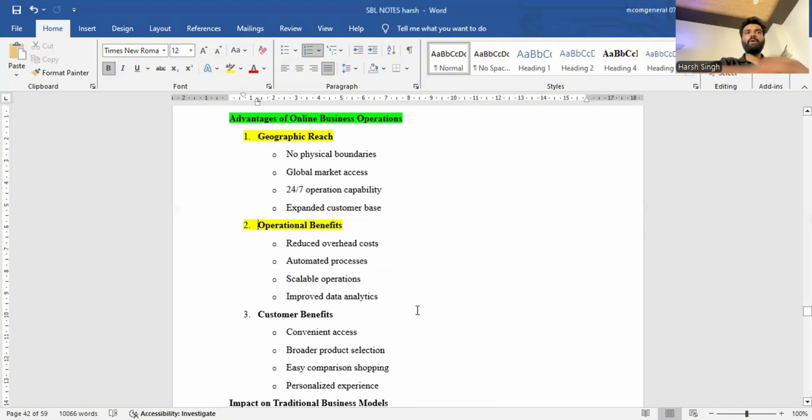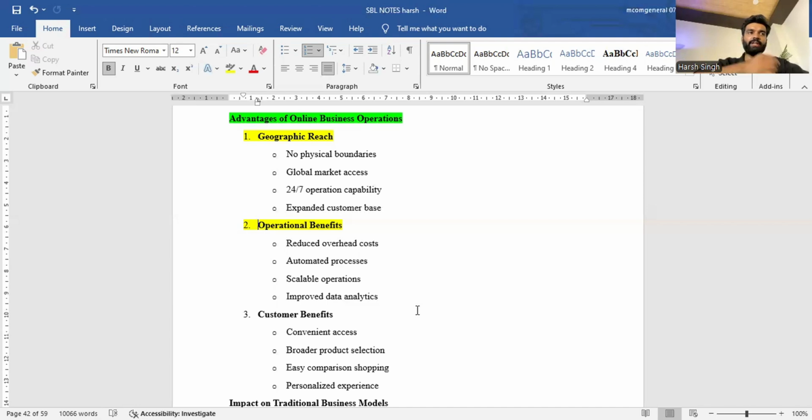The advantage is geographical reach. Let's say I am sitting over here in UP. I can order something that is produced in Surat, or something that is produced in Kashmir. Every industry, every company is now available online. I can order a cloth which is made in the US as well. Even for businesses, they can get customers from all over the globe. They get global market access, and hence they have 24 into 7 operational ability.